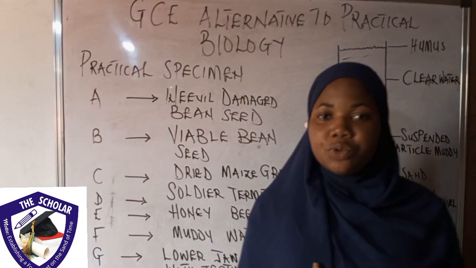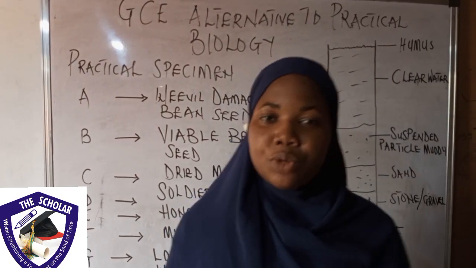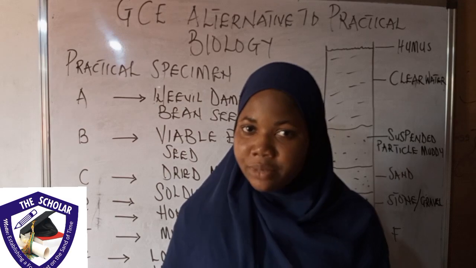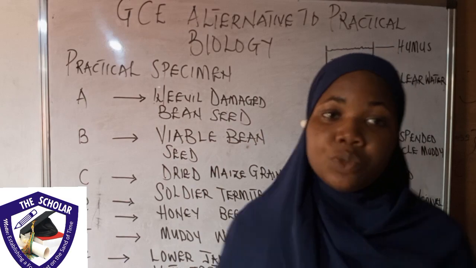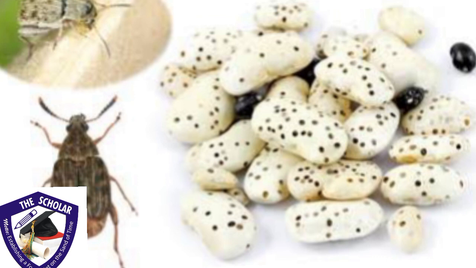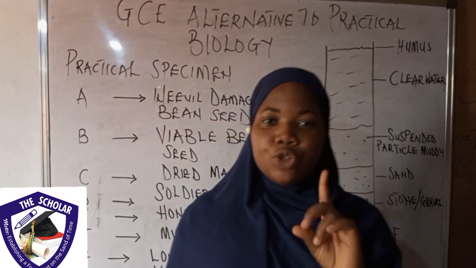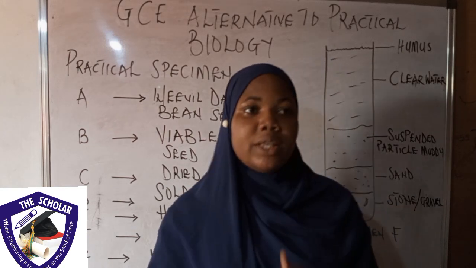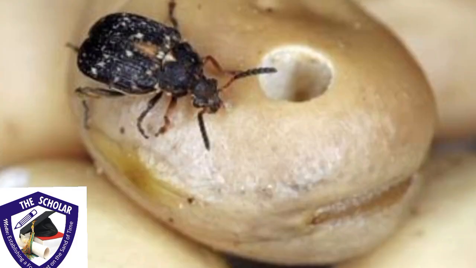Now, for practical questions, especially alternative to practical, you'll be writing a lot, explaining more details about each specimen. Starting from the first specimen, which is specimen A, our weevil damaged bean seed, you will be asked to identify specimen A. When you are answering, answer like you were given just one, because each student is expected to have just one bean seed, one specimen each.